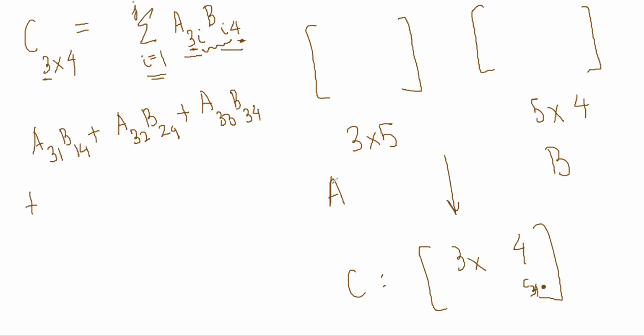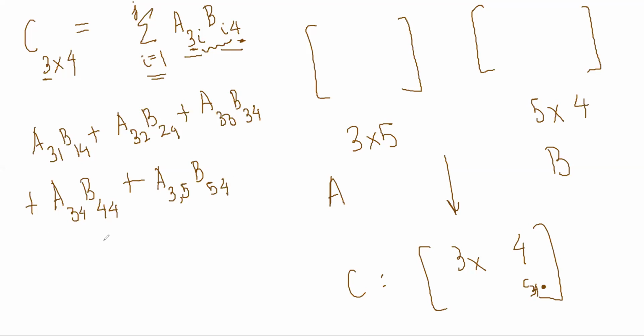Plus, how many are there? A34 is also there, and B44 is also there. And A35 is there, and B54 is there, right?